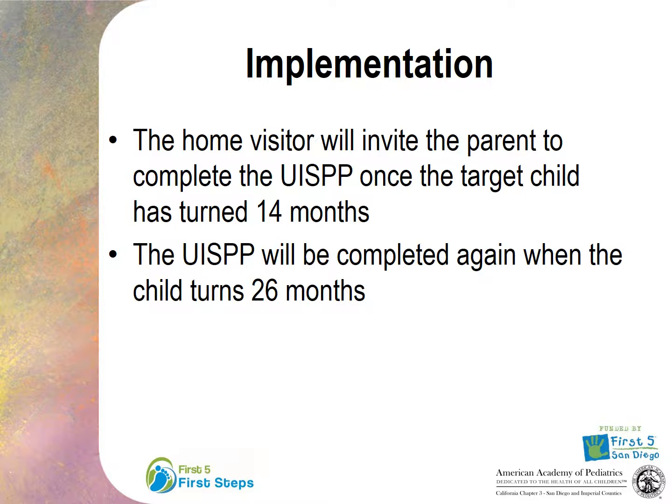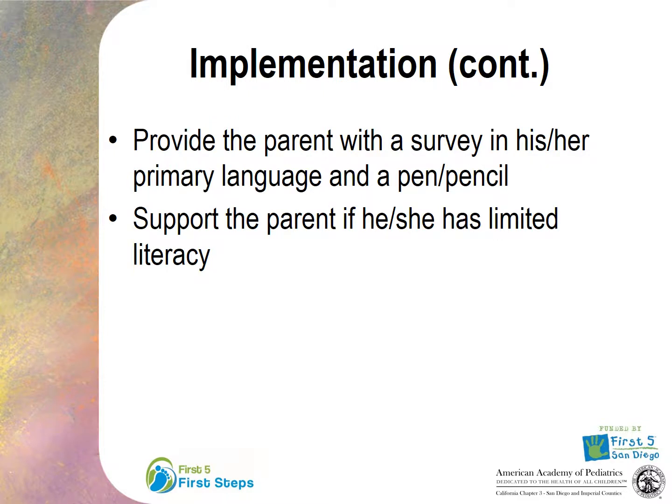Now that you know about the tool, let's talk about how to implement it. Home visitors will invite the parents to complete the UISPP when the child has turned 14 months old. The tool will be administered again when the child turns 26 months. Provide the tool in the language the family speaks along with a pen or pencil. If the parent has limited reading skills, you can talk with your supervisor about strategies to have the parent complete.